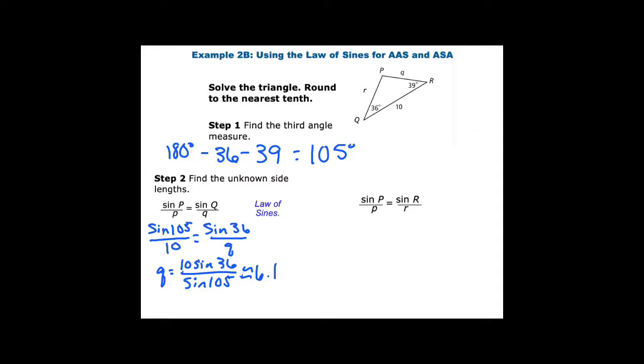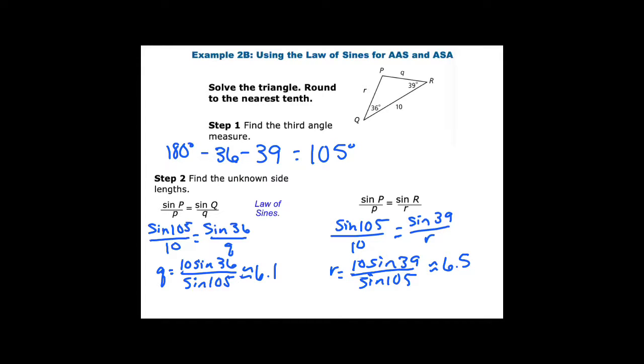And then on the other side we have sine of 105 over 10 equals sine of 39 over r. And then when you plug that in, you get r equals 10 sine 39 over sine 105, which is approximately 6.5. And you can write it out the long way too and multiply it out that way, but this is just a simpler way to write it.